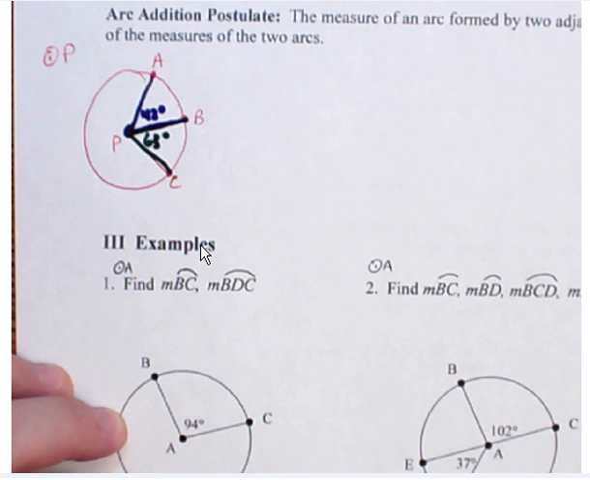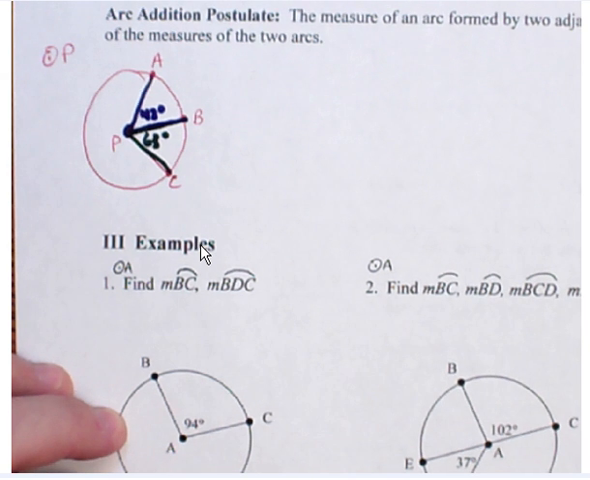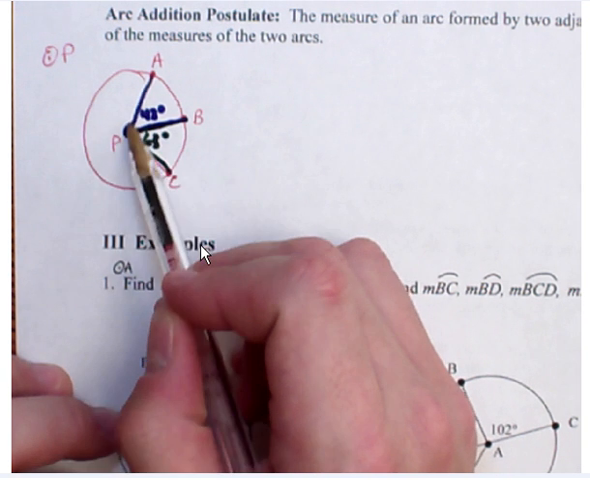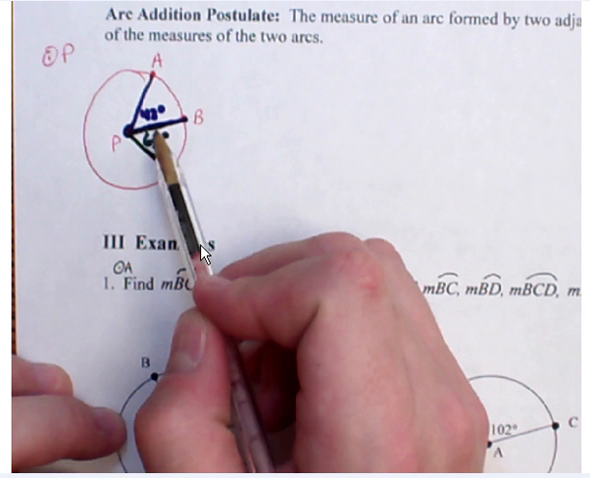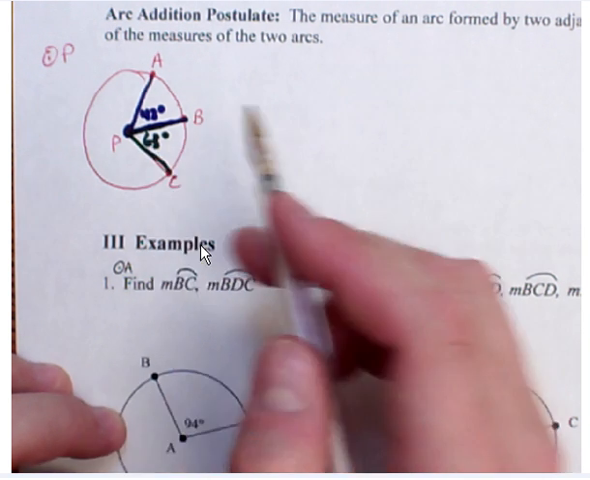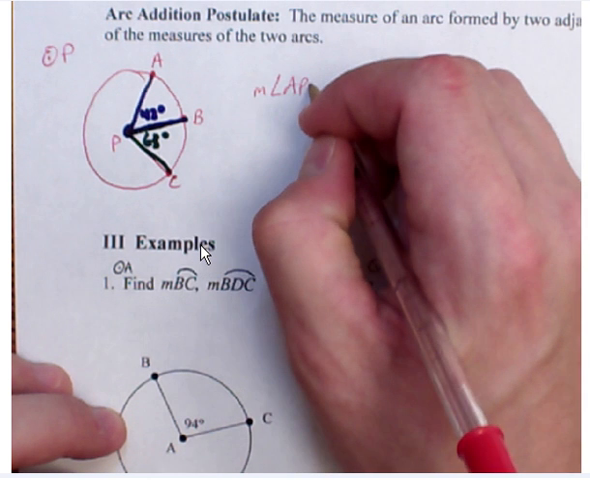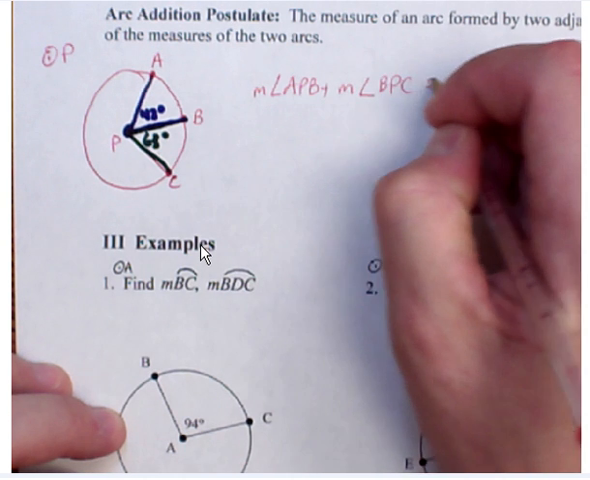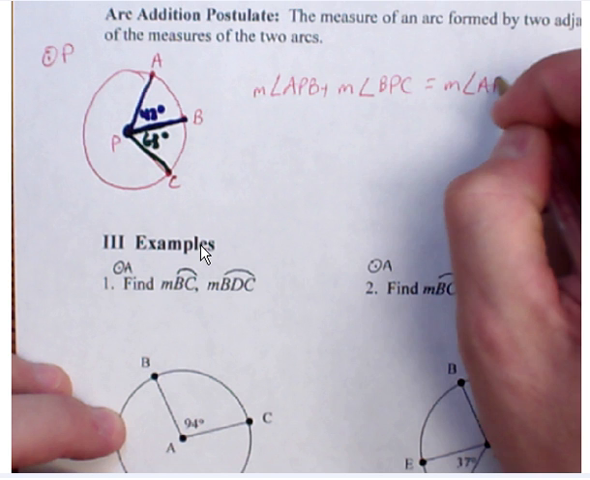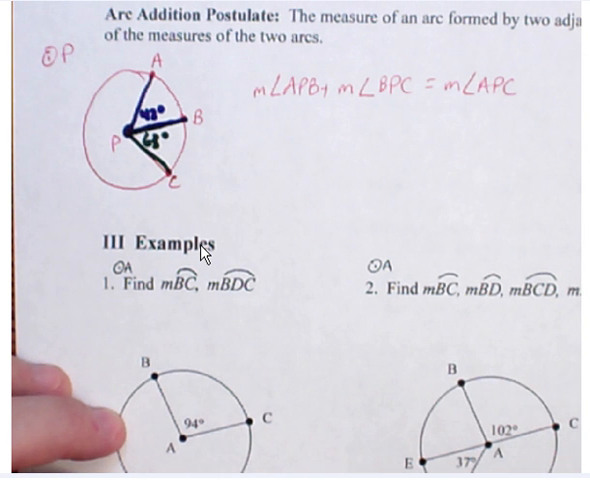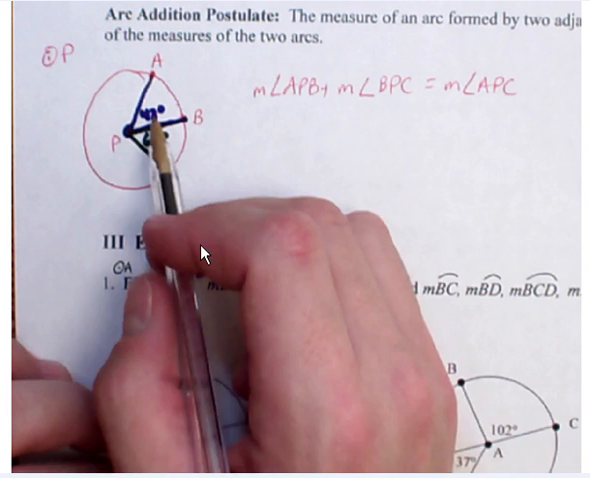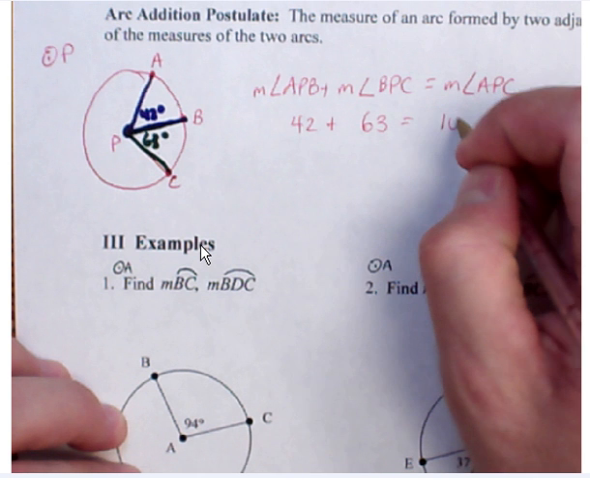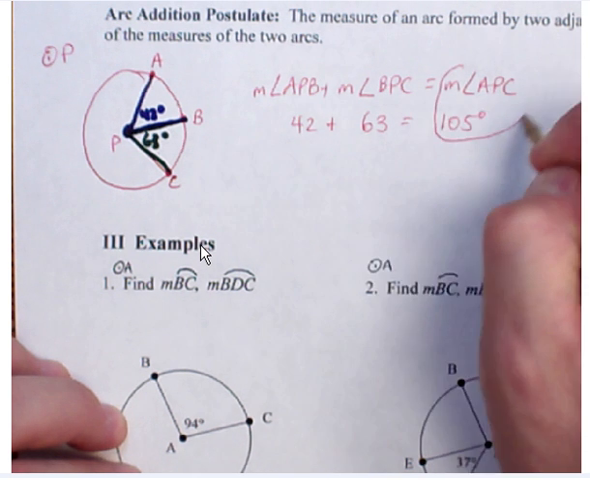Now we talked about this in chapter 1: if you add adjacent angles, the total would be 42 plus 63. That would get you the big angle. So the measure of angle APB plus the measure of angle BPC equals the measure of the whole thing, which is angle APC. Now it's not 180, because 180 would be a straight line. So we have 42 plus 63, that equals 105 degrees. So that's the measure of angle APC.